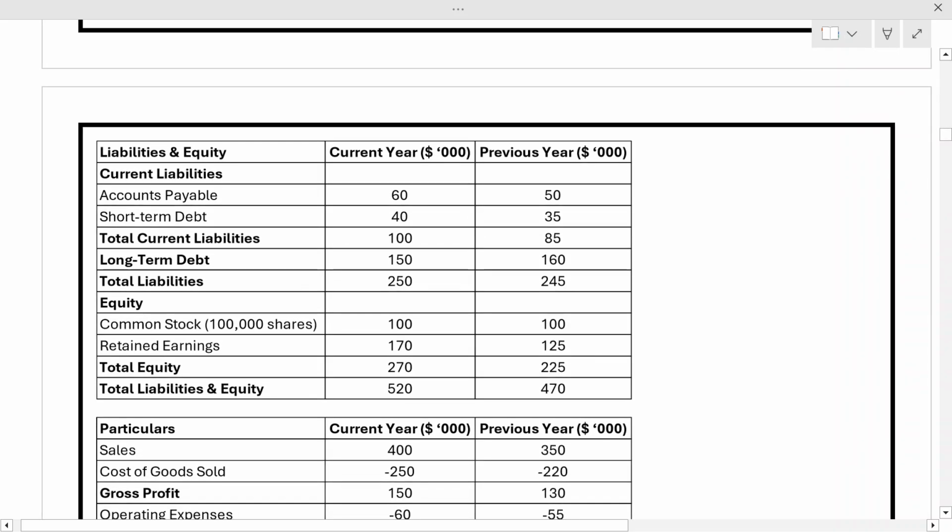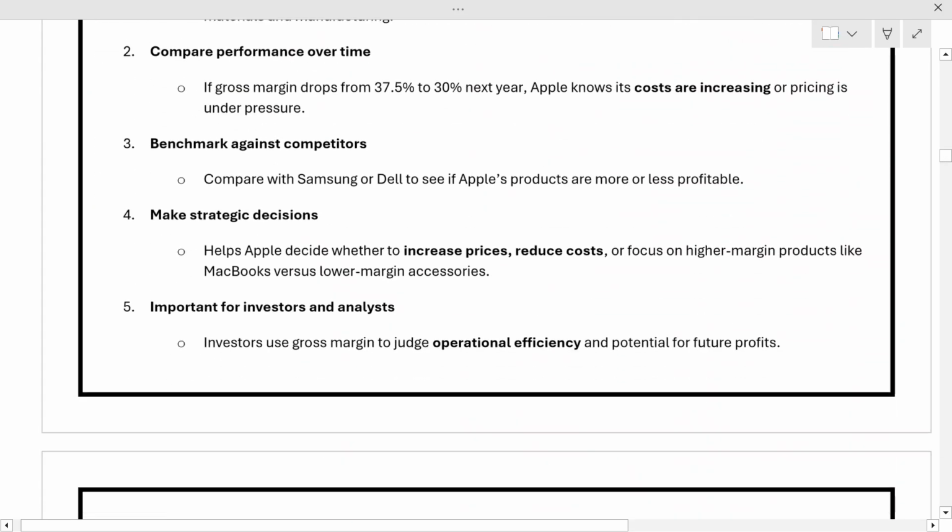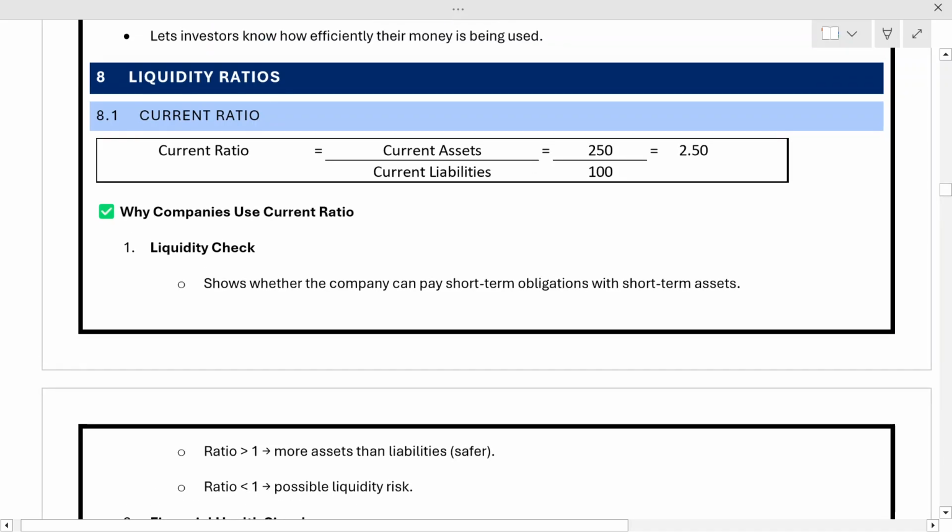And if we go to our current liabilities, we have two current liabilities here, which are accounts payable and short-term debt. So $100,000 in total is our current liabilities. In our example, 250 was our current assets and 100 was our current liabilities, meaning our current ratio is 2.5. This signifies that for every $1 of current liability you have $2.5 of current assets. This is a good sign: lower liabilities and higher current assets.